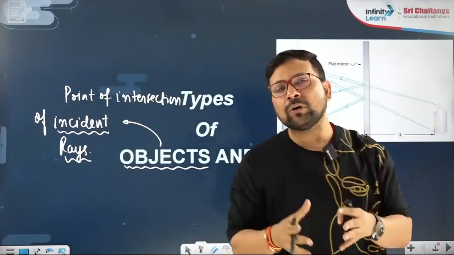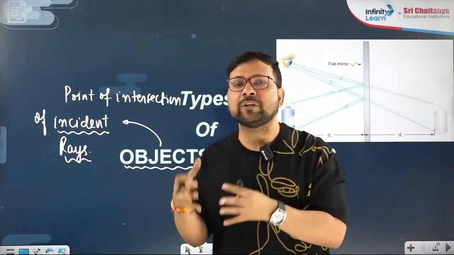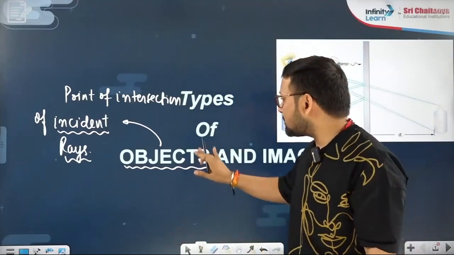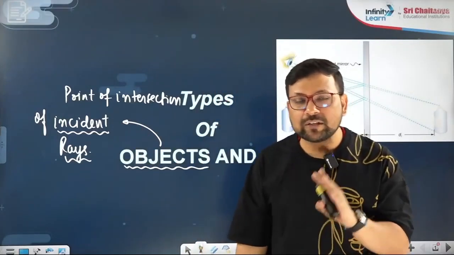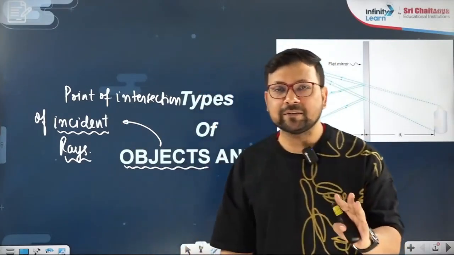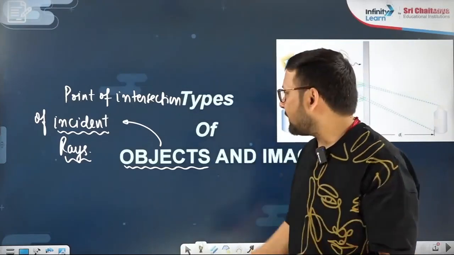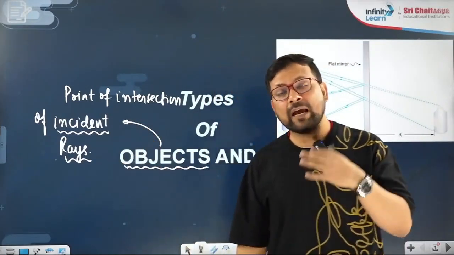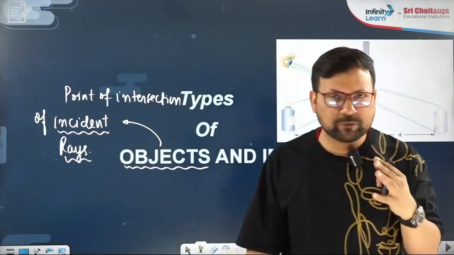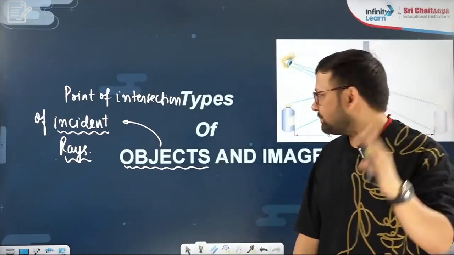The object we talk about in daily life is different from the object we are talking about in optics. Optics objects are decided by incident rays. It is not at all decided by any other thing. You have to understand this, right? Now, if you are very clear about incident rays, then you will be as clear about objects, whether it is a real object or a virtual object, whatever it is.